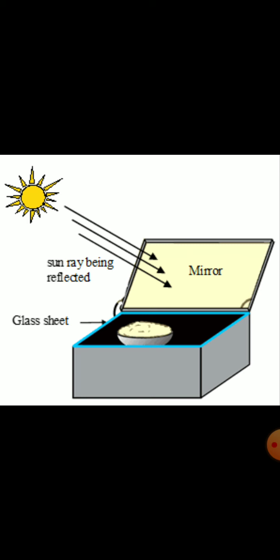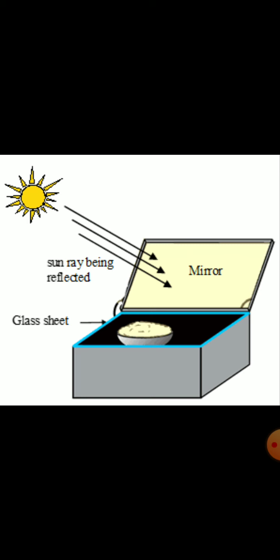Okay, so this is the first step. Then you can see the inside surface of the solar cooker is black. Okay, so this black surface will convert sunlight into heat. As we know that black color absorbs more heat, so it will convert sunlight into heat. And then the next step, you can see there is a glass sheet where you are seeing this black color surface inside the box.